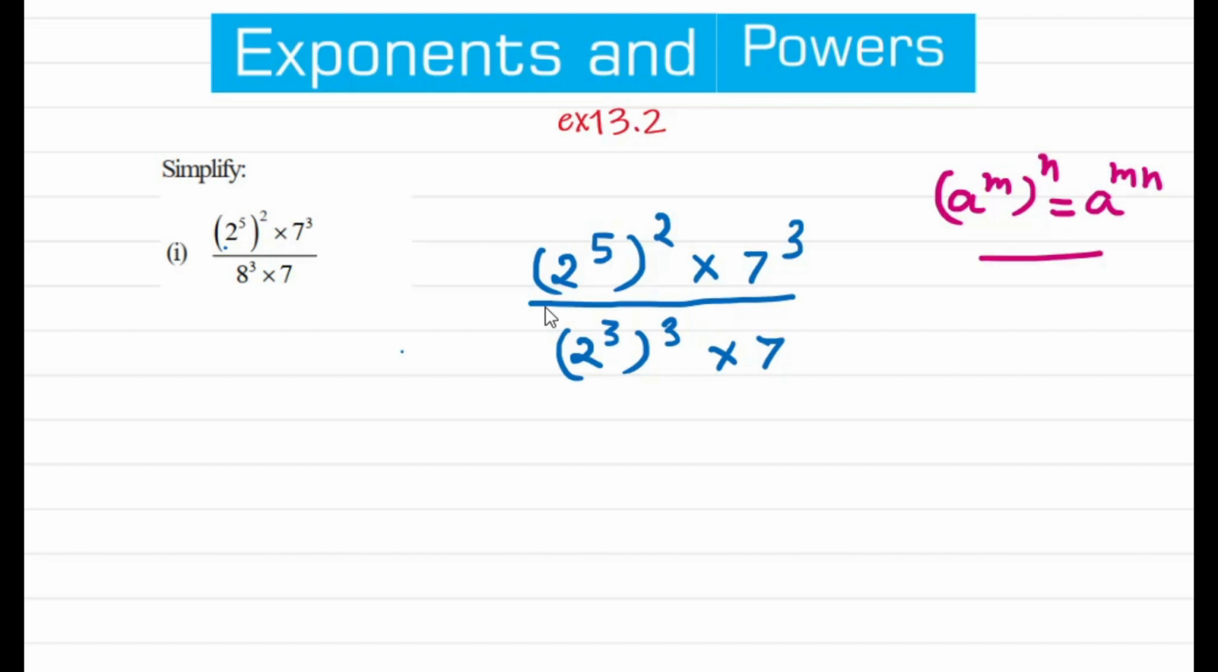to solve it further. Here you will get 2 to the power 5 into 2, which will be 2 to the power 10, multiplied by 7 cube, divided by 2 to the power 3 into 3, which will be 2 to the power 9, into 7. Now you can further solve it.